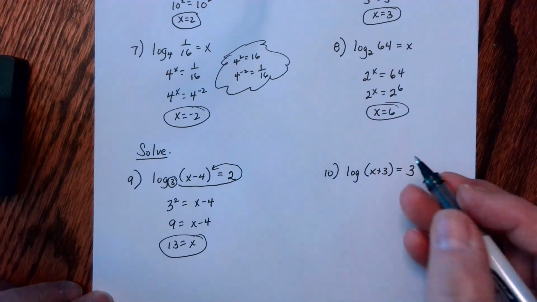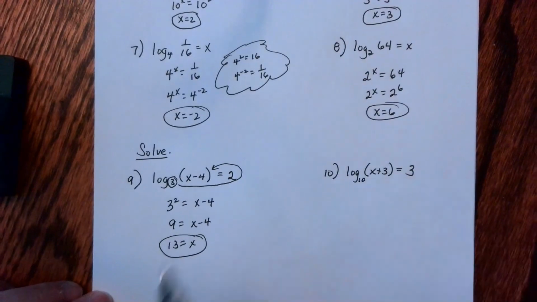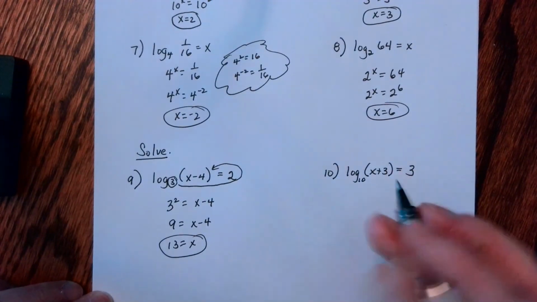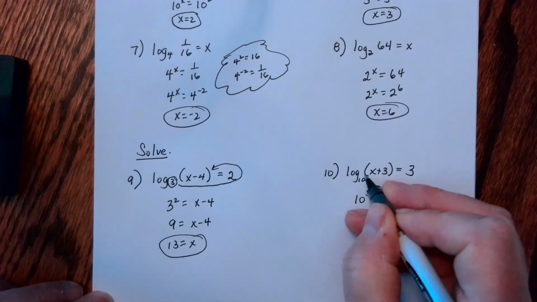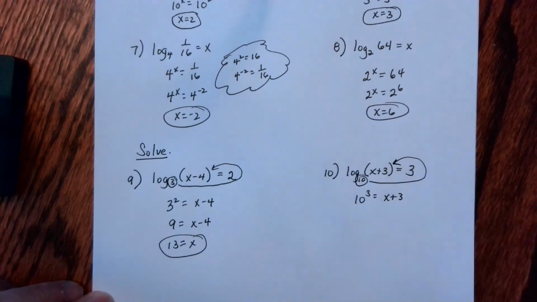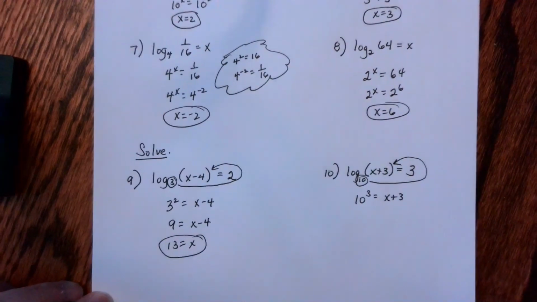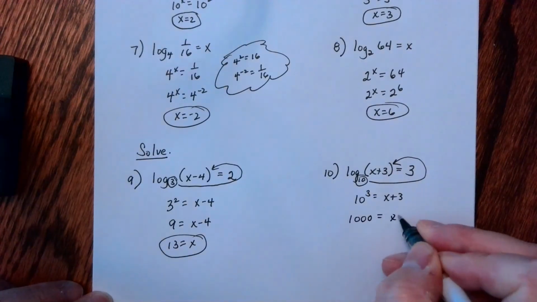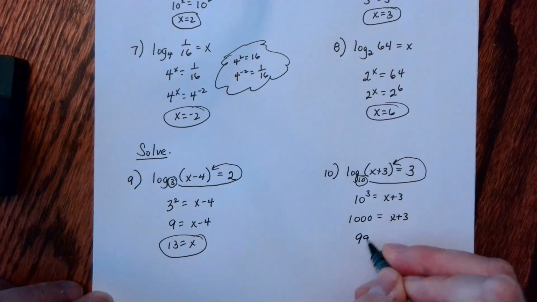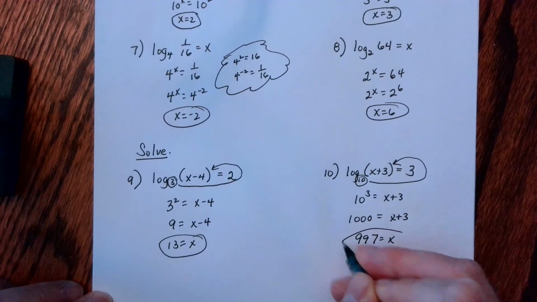And my last problem here, again, I don't see a base, so I'm going to assume that it's 10, a common base. So I'm going to end up with 10 to the third power is equal to x plus 3. Again, if I circle my base, do my horseshoe, there it is. And so 10 to the third power is 1,000. Subtract 3, I get 997 equals x.